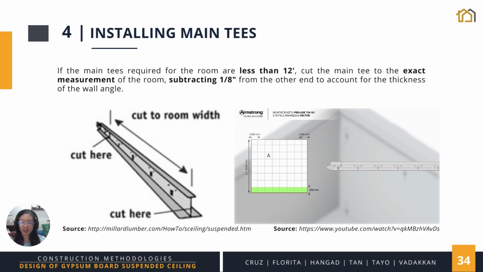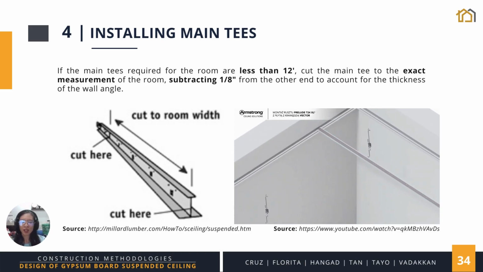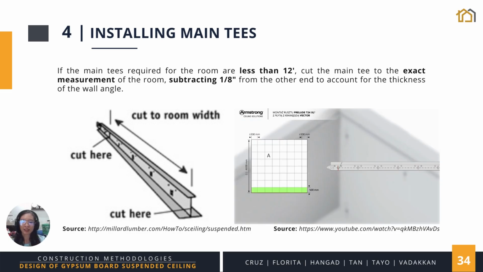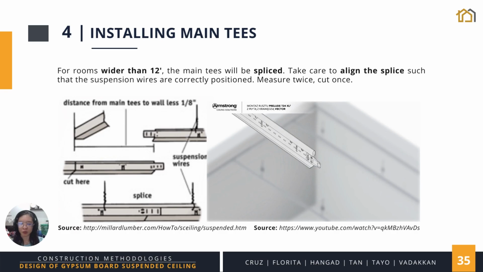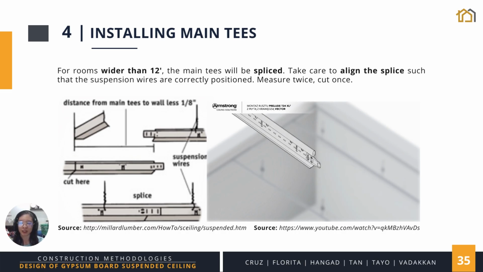If the room where the suspended ceiling is to be installed is less than 12 feet in length, cut the main T's to the exact measurement of the room, again subtracting 1/8 of an inch from the other end to account for the thickness of the wall angle. If the length of the room is longer than 12 feet, we will splice the main T's. Take care to align the splice such that the suspension wires previously installed are correctly positioned.